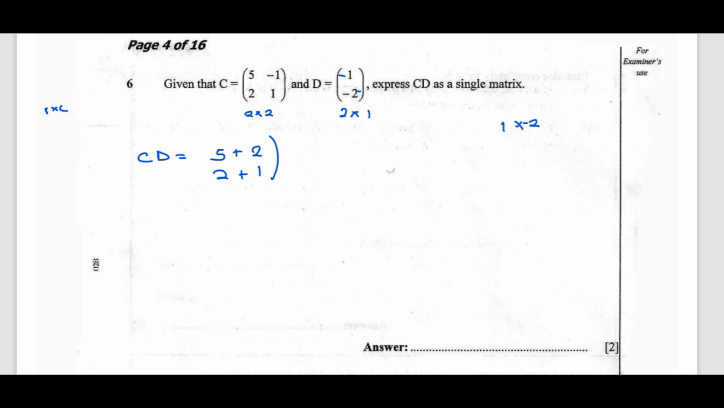Okay, so 5 plus 2, what are we going to have? We're going to have 7. And then 2 plus 1, what are we going to have? We're going to have a 3 there. So meaning that this is CD.